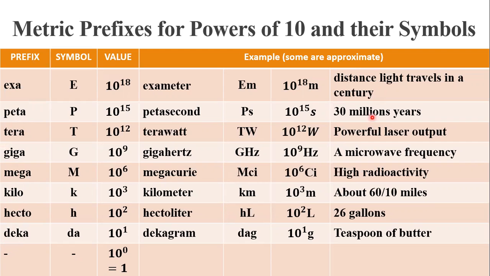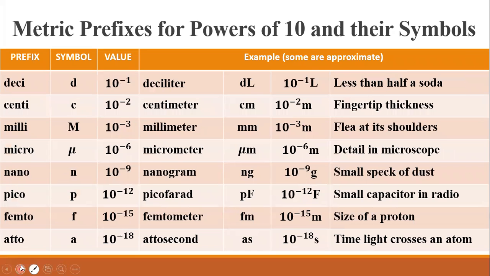And here are some examples. Some are approximate. Prefixes for powers of 10 and their symbols: we have deciliter, centimeter, millimeter, micrometer, nanogram, picofarad, femtometer, and the attosecond. For example, a deciliter is less than half a soda, and a centimeter is about a fingertip thickness.